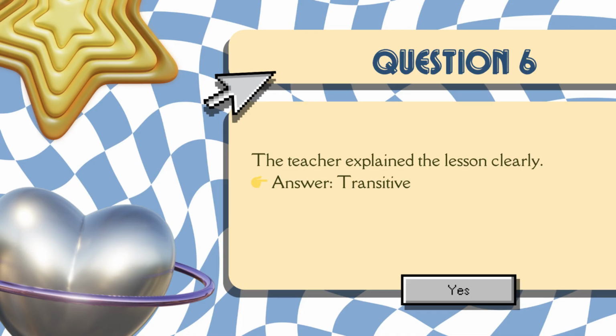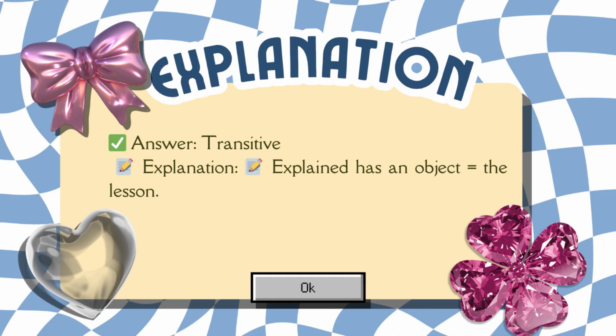Hi, my name is Muhammad Ikhwanul Hakimi, and I will explain question 6 until question 10. Question 6. The teacher explained the lesson clearly. Answer, transitive. Explanation: explain has an object, which is the lesson.